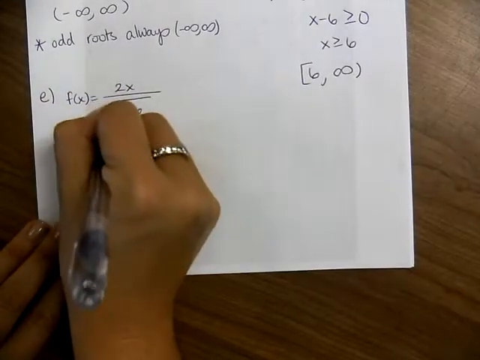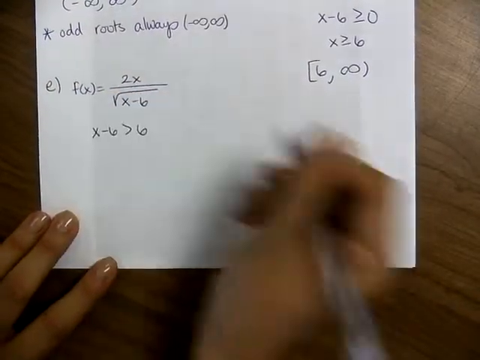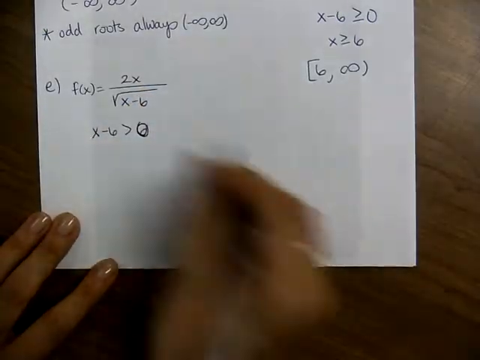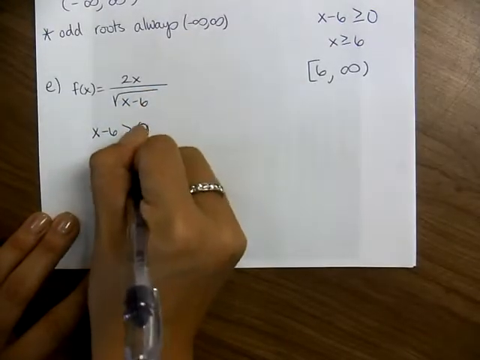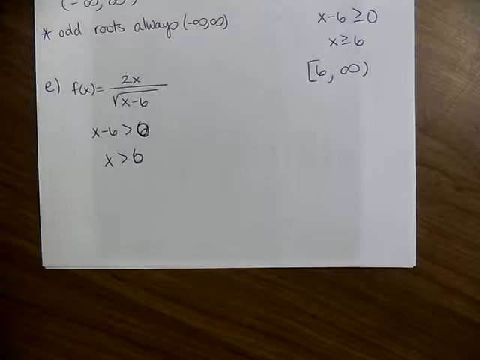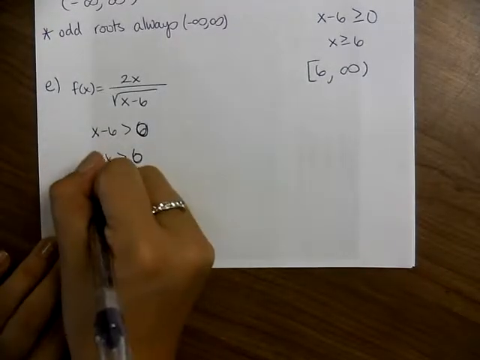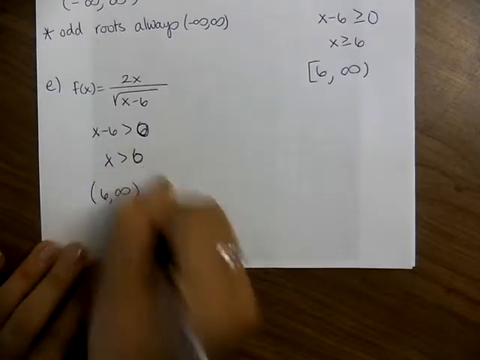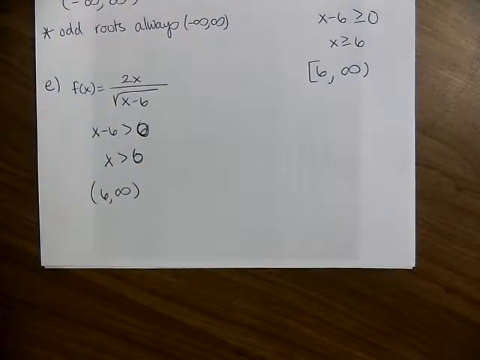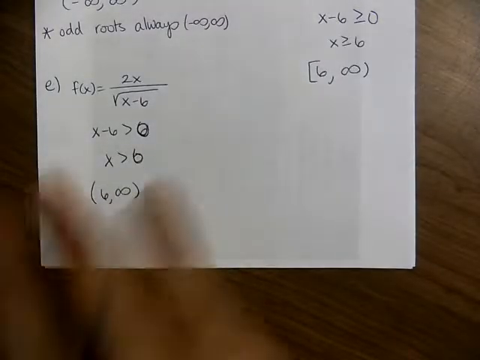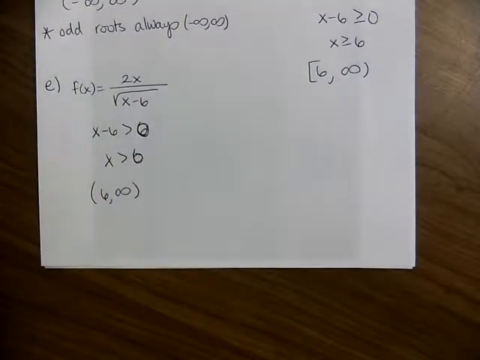So we have to take x minus 6 now and just set it greater than 0. So x is greater than 6. So the only difference between D and E is that we can't be 6 here. So we're going to have a parenthesis at 6 to infinity. All of these ideas we have seen. All of these you should be comfortable with so far. If not, you got a little catching up to do, okay?